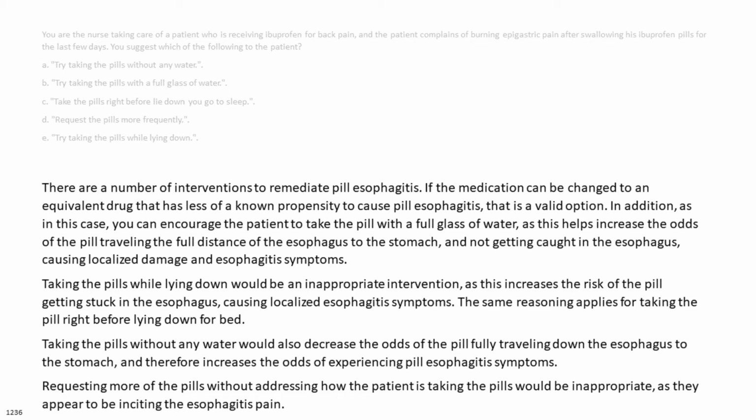Taking the pills while lying down would be an inappropriate intervention, as this increases the risk of the pill getting stuck in the esophagus, causing localized esophagitis symptoms. The same reasoning applies for taking the pill right before lying down for bed. Taking the pills without any water would also decrease the odds of the pill fully traveling down the esophagus to the stomach, and therefore increases the odds of experiencing pill esophagitis symptoms. Requesting more of the pills without addressing how the patient is taking the pills would be inappropriate, as they appear to be inciting the esophagitis pain.